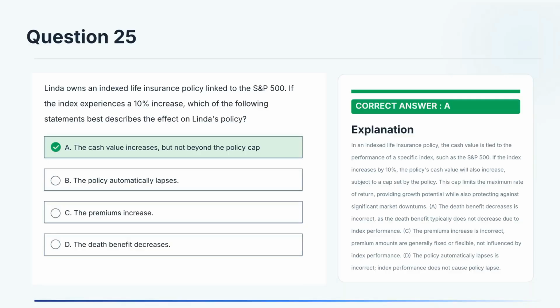market downturns. D. The death benefit decreases is incorrect, as the death benefit typically does not decrease due to index performance. C. The premiums increase is incorrect. Premium amounts are generally fixed or flexible, not influenced by index performance. B. The policy automatically lapses is incorrect. Index performance does not cause policy lapse.